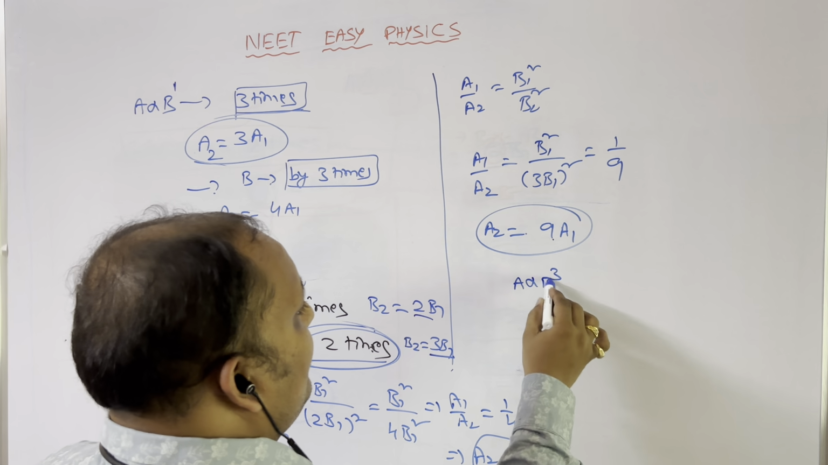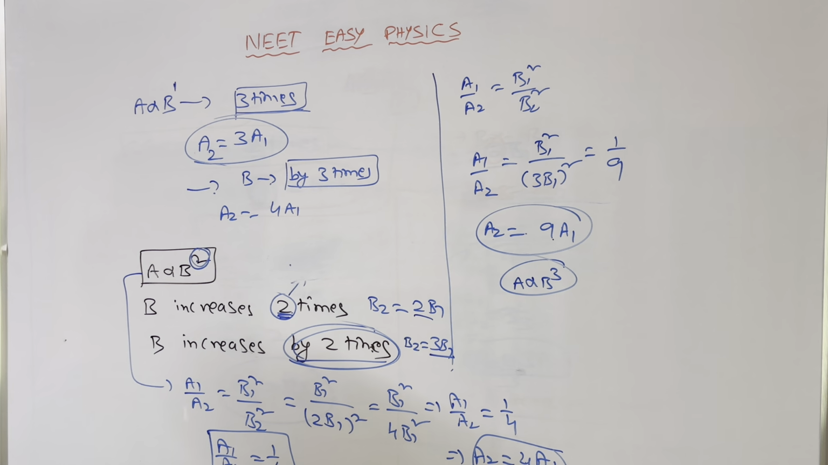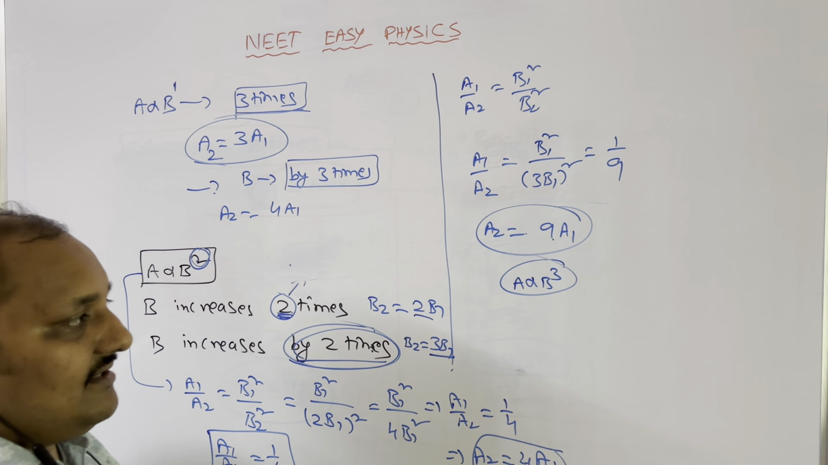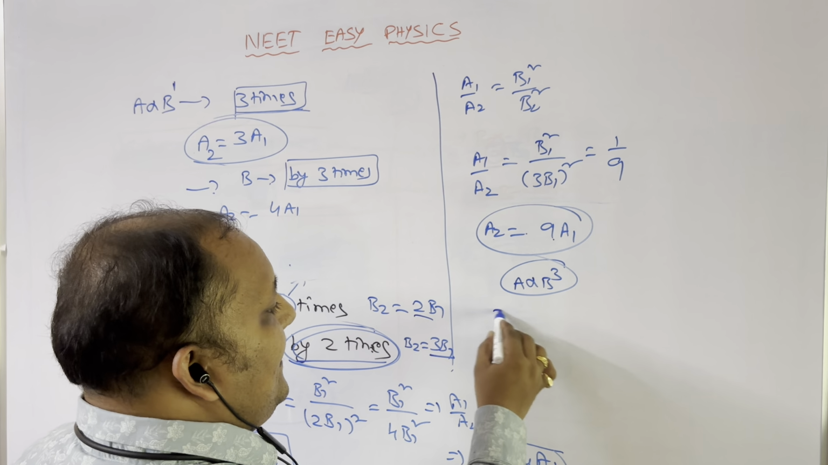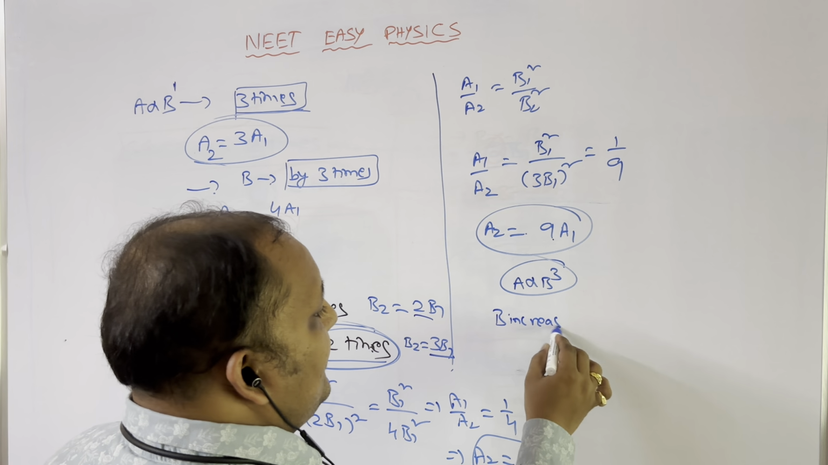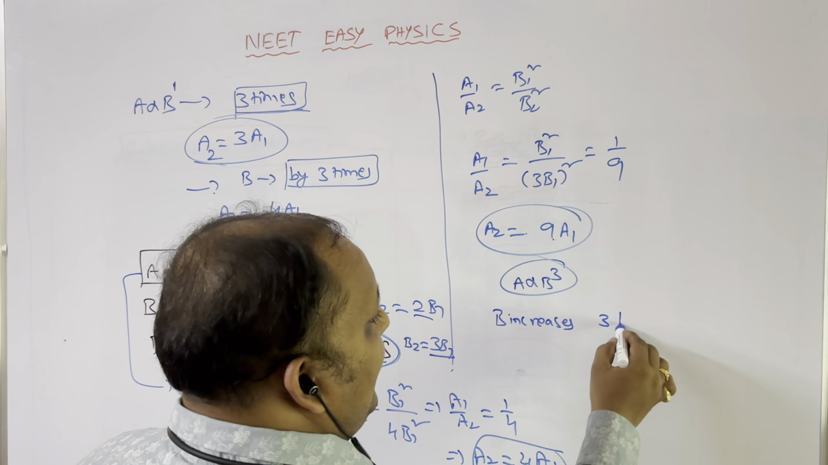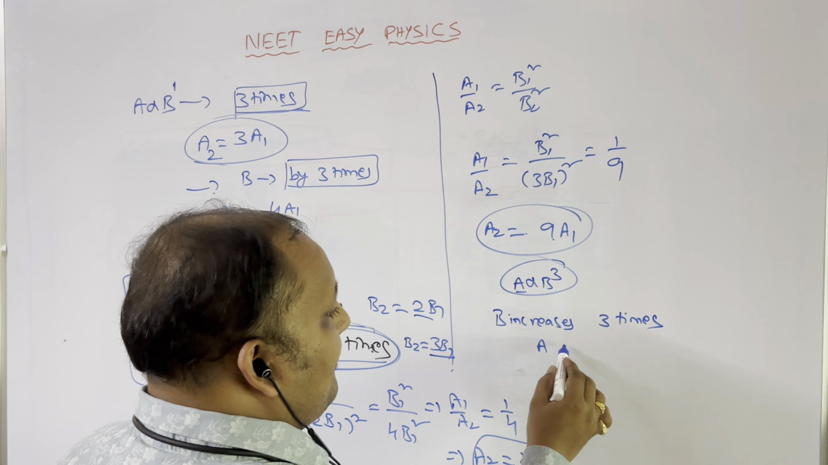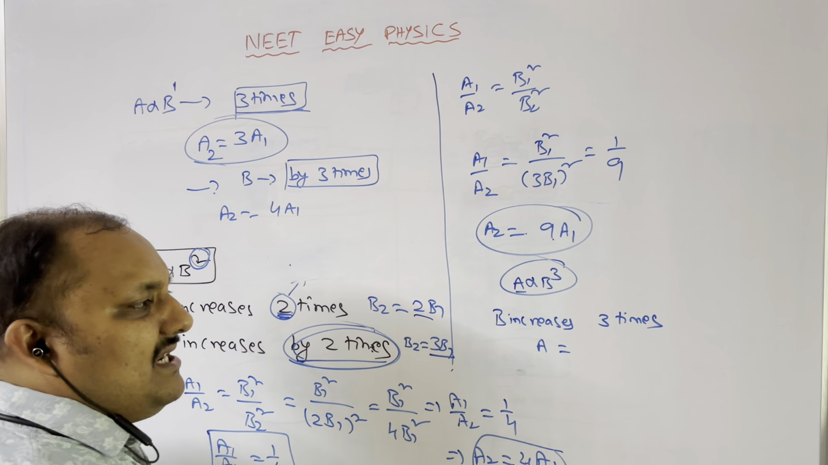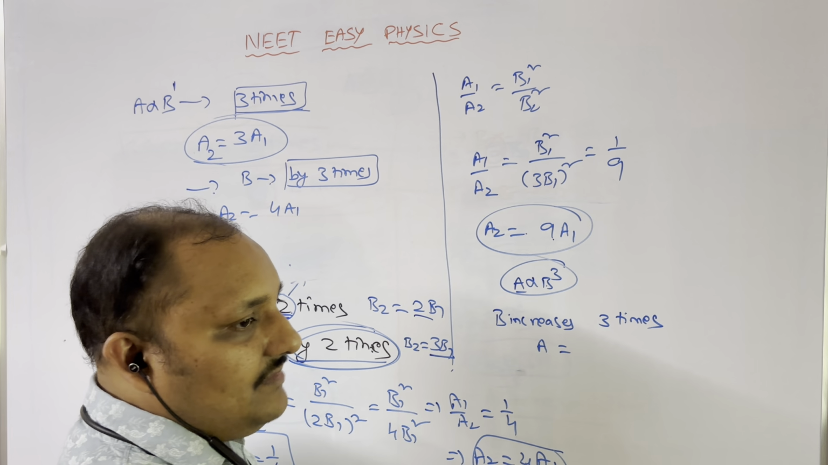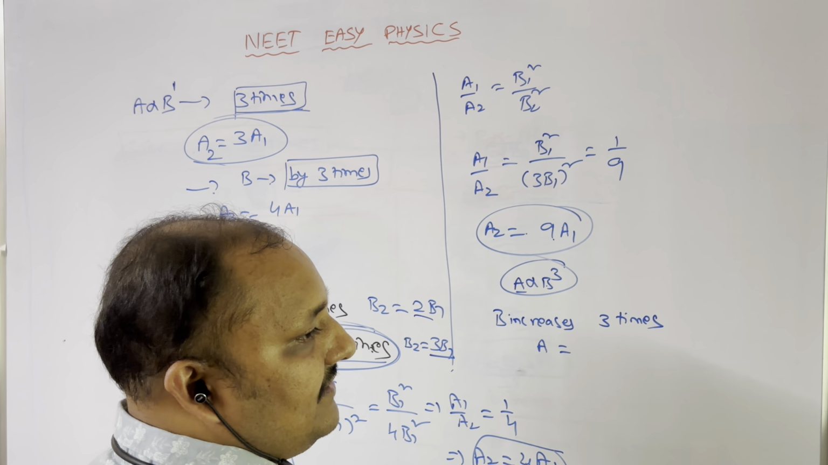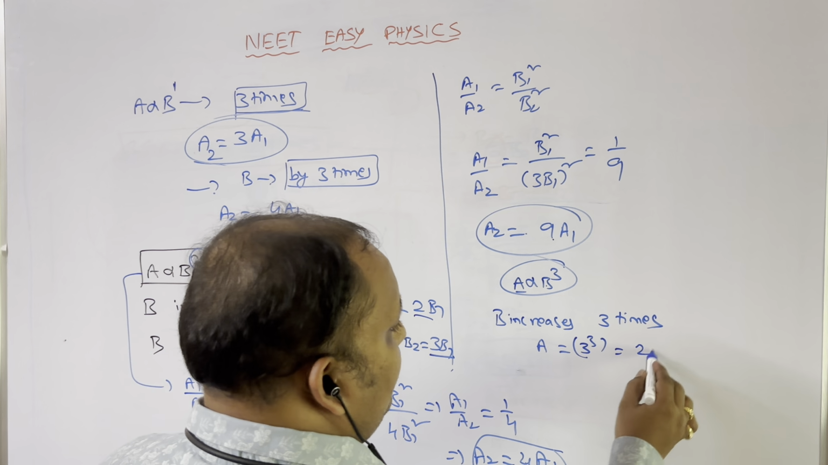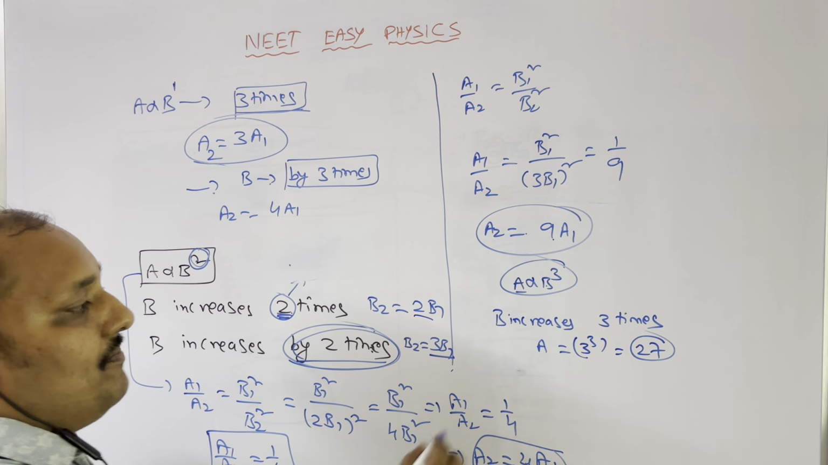A is directly proportional to B cube. Now without solving all these, you can directly say the answer. Just try. This time B increases 3 times. What happens to A? You have 3 cube. 3 cube means how much are you going to get? 27. Correct.